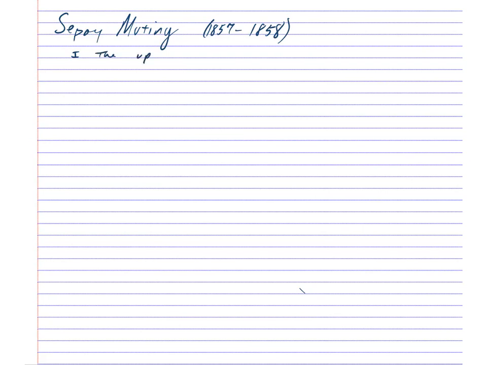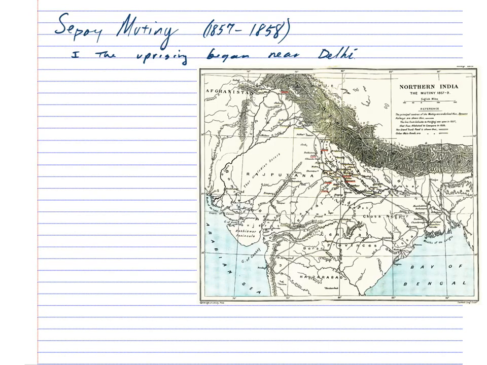The uprising began near Delhi, up here in the northern part, close to the Himalayas. You'll notice all these other underlined city names; those are areas that were very important to the Sepoy Mutiny. The Sepoy Mutiny was mostly concerned with social, political, and economic grievances.